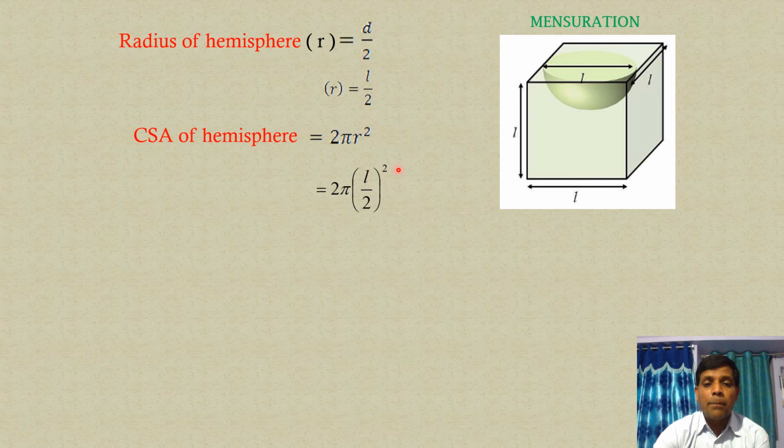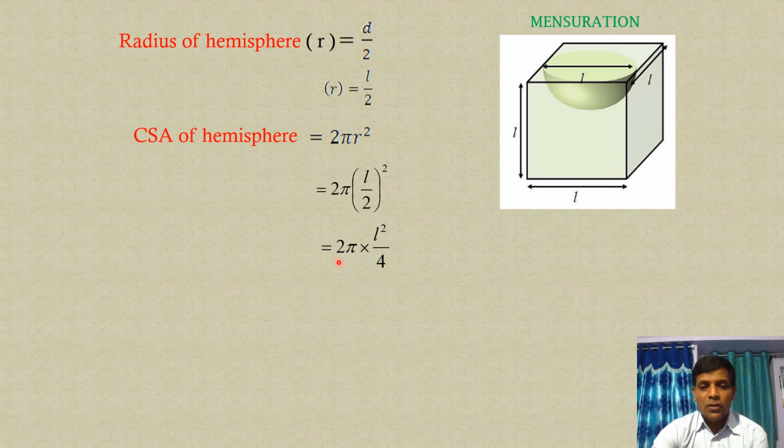L into L by 2 into 2. L into L, L square. 2 into 2, 4. This is written as 2 pi into L square by 4. Write down the next step: 2 pi into L square by 4.